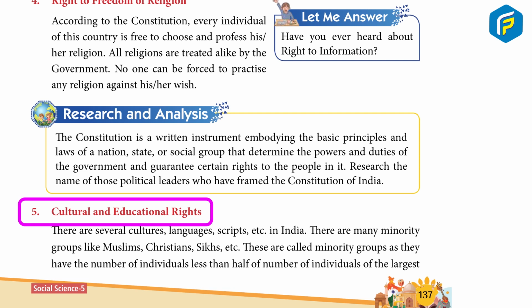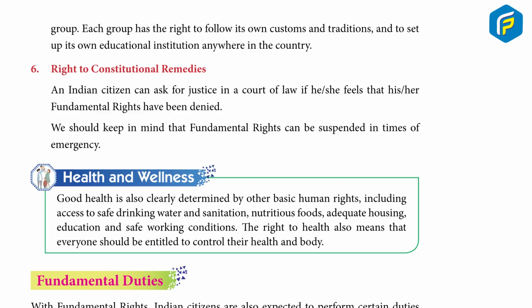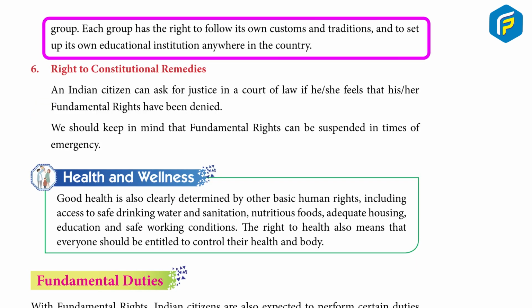5. Cultural and educational rights. There are several cultures, languages, scripts, etc. in India. There are many minority groups like Muslims, Christians, Sikhs, etc. These are called minority groups as they have fewer individuals than the largest group. Each group has the right to follow its own customs and traditions and to set up its own educational institutions anywhere in the country.